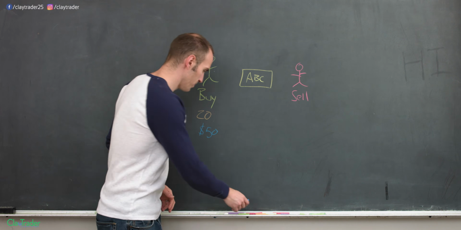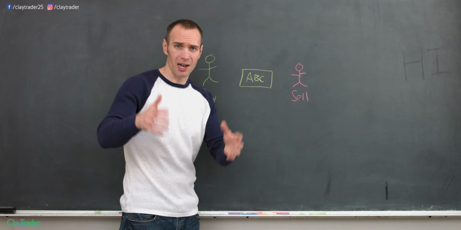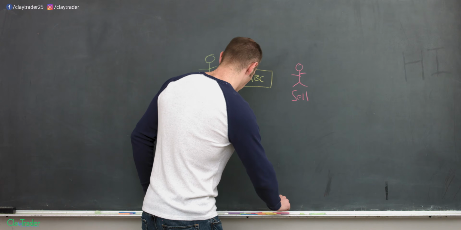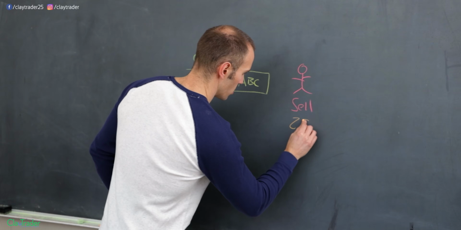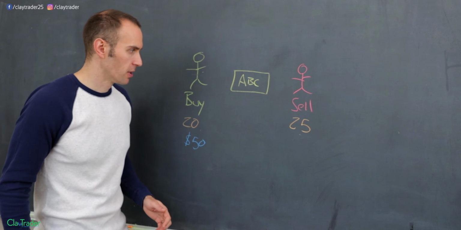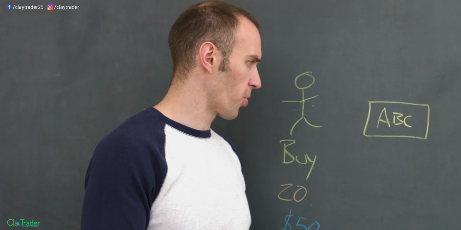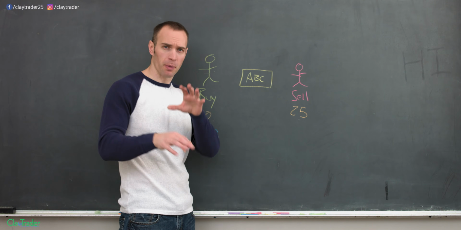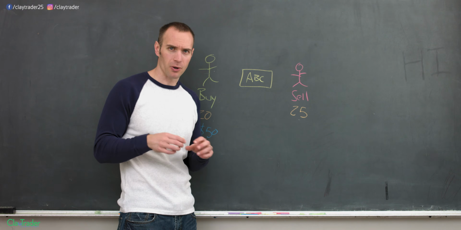Now on the flip side, let's say there are sellers out there, and all these sellers want to sell 25 shares. So here's my first question. Do you see a problem here within this story? Do you see an issue? I'll stall for a second. If you want to pause the video, go for it. Like I said, the question: do you see a problem right now?